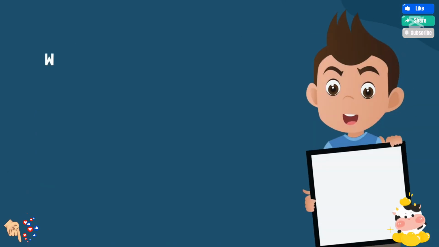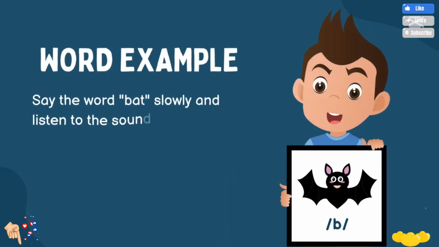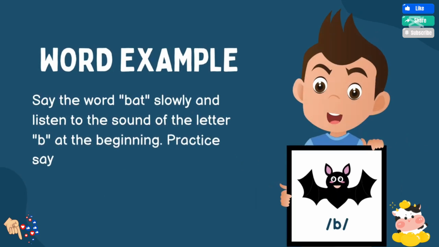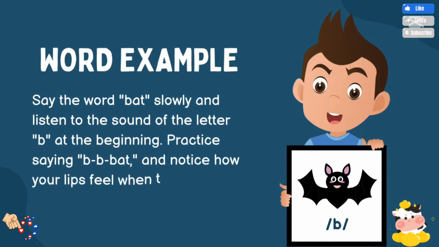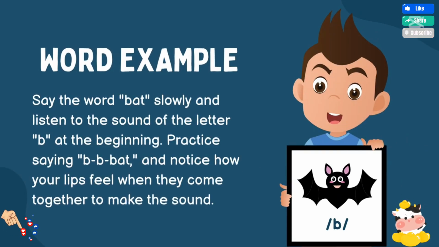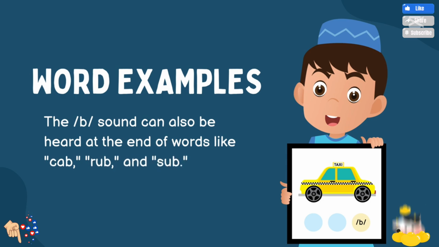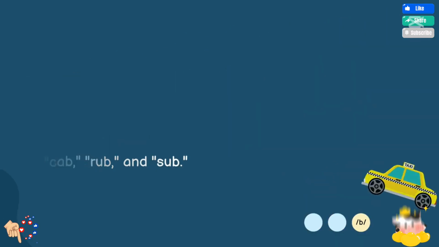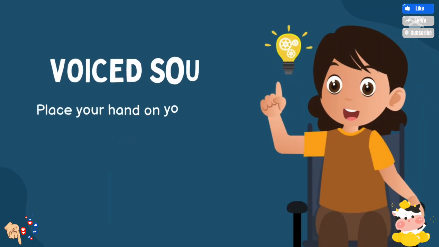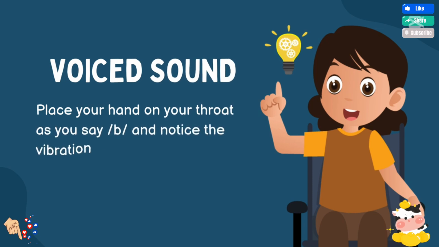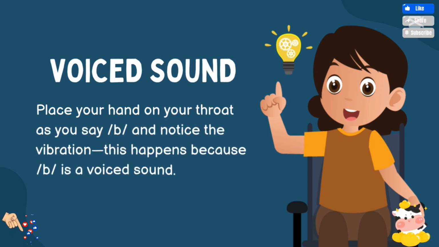B. Say the word bat slowly and listen to the sound of the letter B at the beginning. Practice saying B, bat, and notice how your lips feel when they come together to make the sound. The B sound can also be heard at the end of words like cab, rub, and sub. Place your hand on your throat as you say B and notice the vibration. This happens because B is a voice sound.